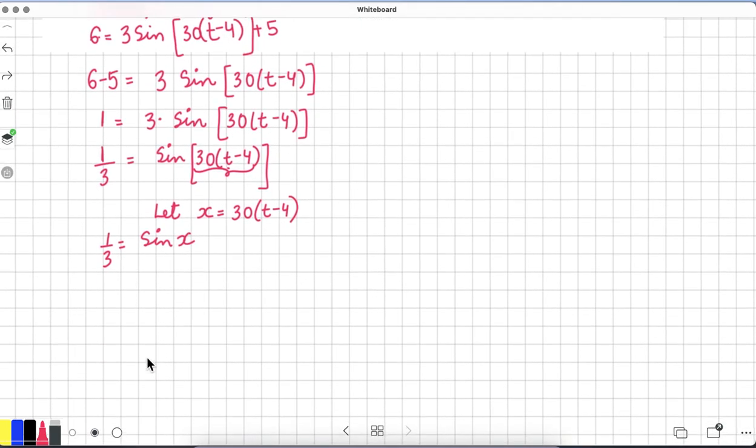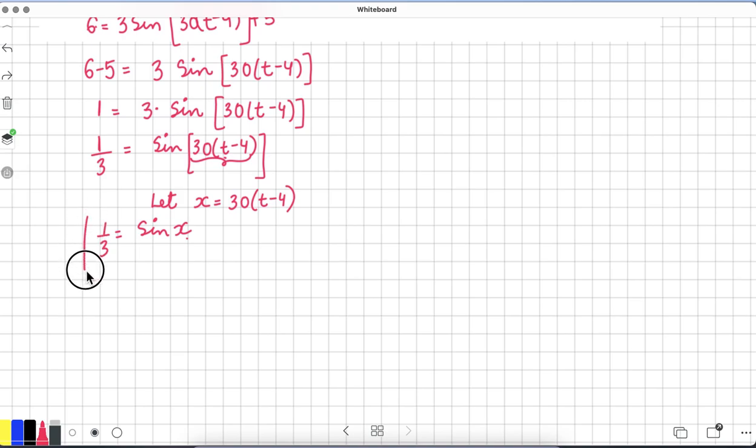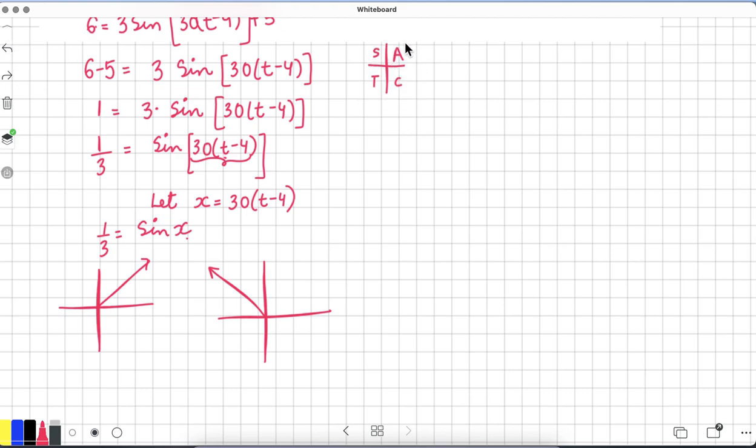But notice one thing here. The sine x is equal to a positive number. According to the CAST rule here, we know that the sine is going to be positive in quadrant 1, and it's going to be positive in quadrant 2. So this is the CAST rule here. I meant to write S, T, C. So in the first quadrant, A means all are positive. In the second quadrant, S is sine. Sine is positive. In the third quadrant, there is a T, that means tan is positive. And in the fourth quadrant, there is a C, that means the cos is going to be positive there.